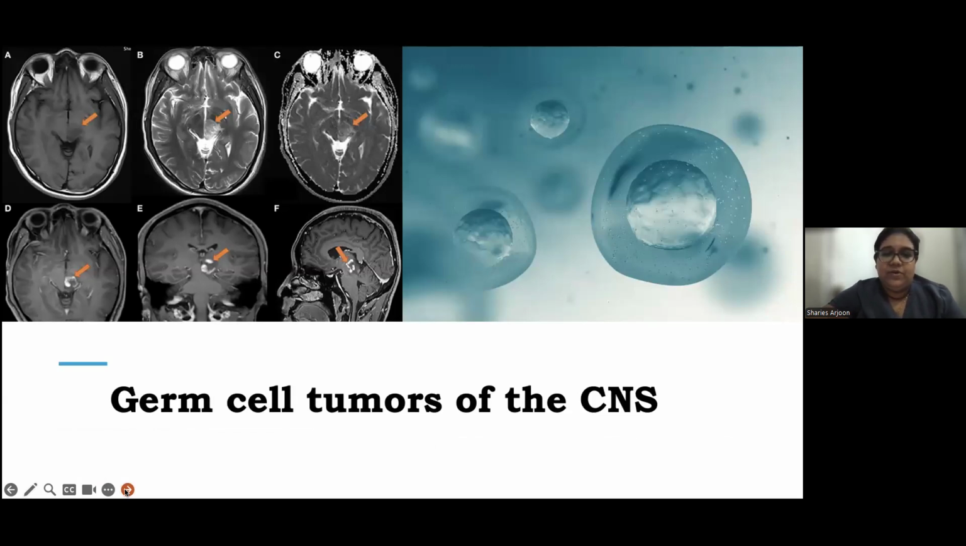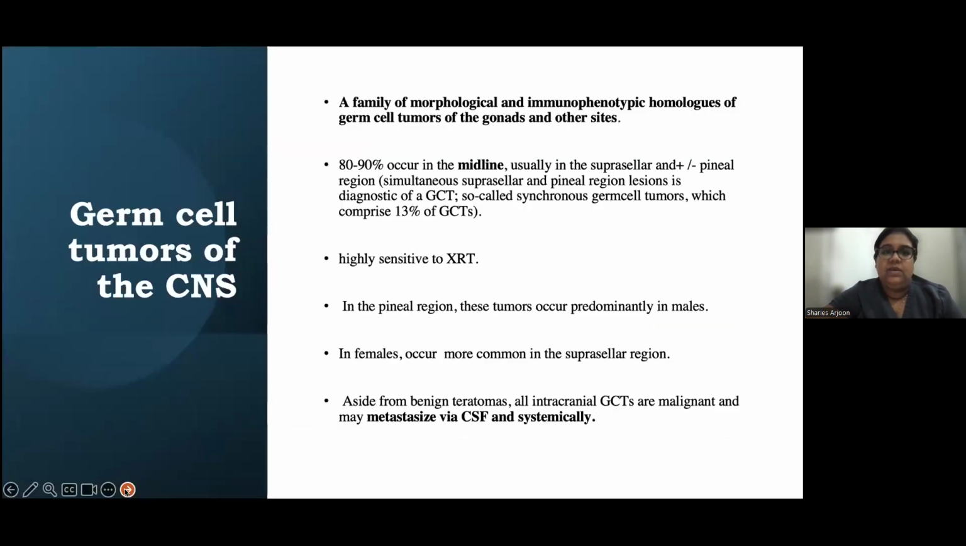Now we'll be moving on to part 2 with germ cell tumors of the central nervous system. So these are a family of morphologically and immunophenotypic homologs of germ cell tumors of the gonads and other sites. 80 to 90% occur in the midline, usually in the suprasellar, plus or minus the pineal region, and simultaneous suprasellar and pineal region lesions are diagnostic of a germ cell tumor.